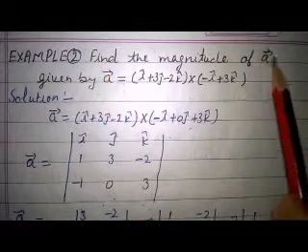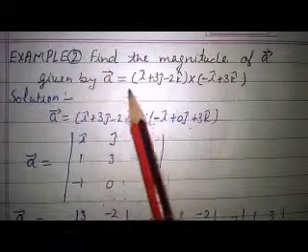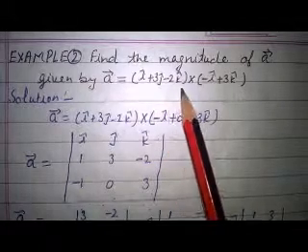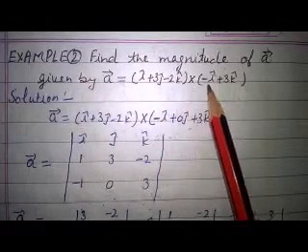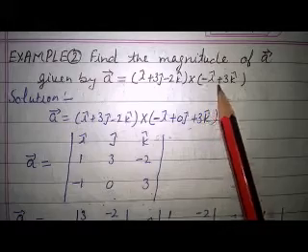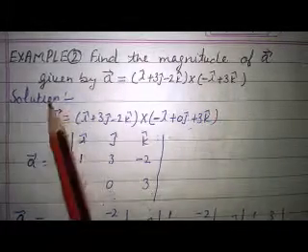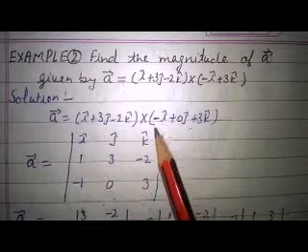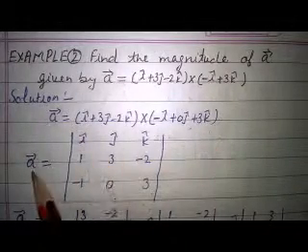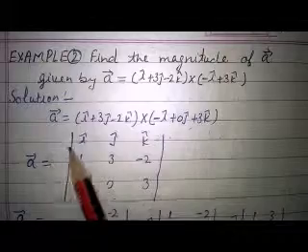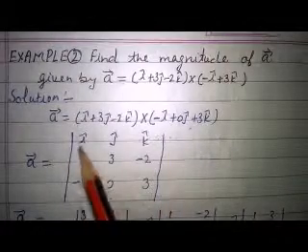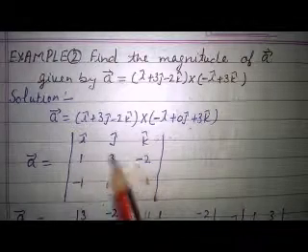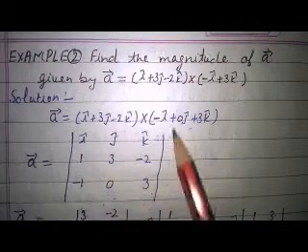Find the magnitude of the vector given by a vector is equal to i cap plus 3j cap minus 2k cap, cross product with b vector equal to minus i cap plus 3k cap. The solution: a vector is equal to this vector and b vector is this vector. Now we find the cross product with the determinant method. This is i cap, j cap and k cap. This is the coefficient of this vector and this is the coefficient of this vector.